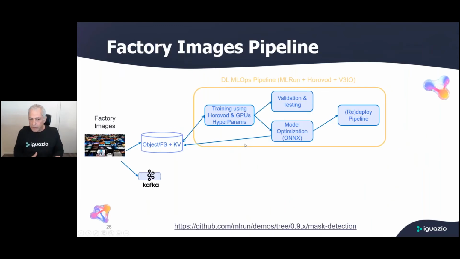Another example comes from deep learning, and you can also see that in the demos repo. There are also other demos with NLP and others. So let's assume I have a factory that generates images, or images coming from cameras. We need to throw all of them into some sort of file system or a bucket, and maybe also a key value store. And then periodically we're going to run training.